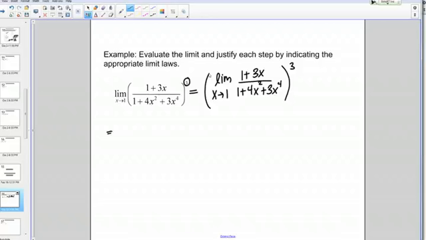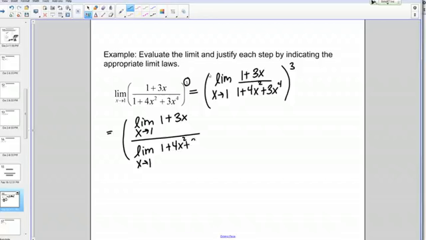So what can I do next? One of my limit laws allows me to break up a quotient. The limit of the quotient is the quotient of the limits, provided the denominator doesn't give us 0. So I'm going to go ahead and do that. On the top I'll have the limit as x goes to 1 of 1 plus 3x over the limit as x goes to 1 of 1 plus 4x squared plus 3x to the fourth. And all of that still raised to the third power.